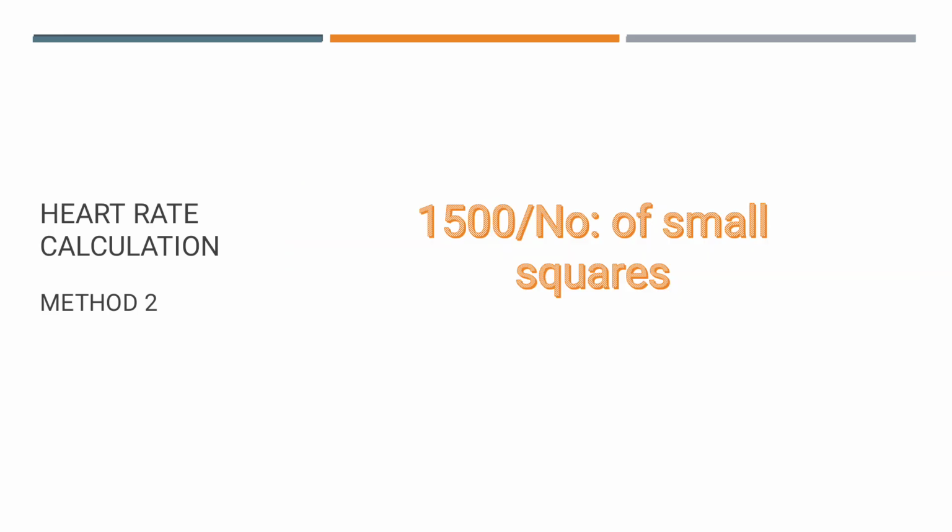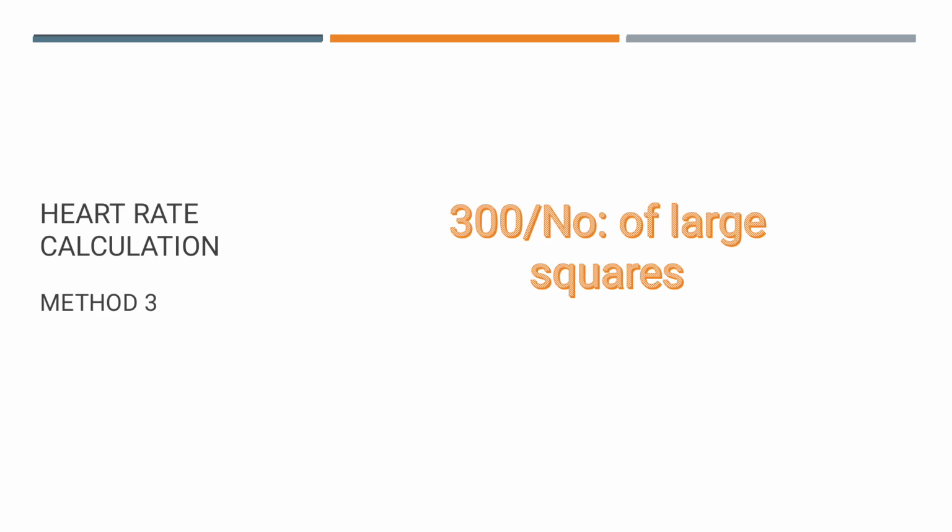What are the other methods? The second method is a little bit complicated, where you look at the RR interval and count the number of small squares, and then you calculate 1500 divided by the number of small squares, and you will get the answer. Now what is the third method? This is a somewhat easier method where you calculate 300 divided by the number of large squares, which will give you the heart rate in beats per minute.